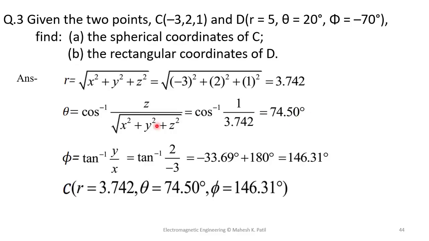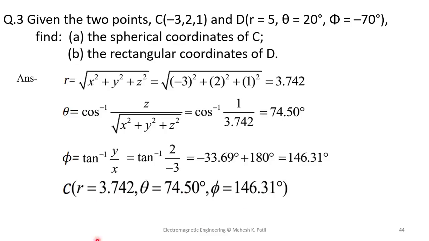If I simplify this, we'll get the answer theta as 74.50 degree. Similarly, phi will be tan inverse of y by x. So tan inverse of 2 upon minus 3. So if you simplify this, you will get this answer as 146.31 degree. So the converted point is 3.742, 74.50 degree and 146.31 degree.